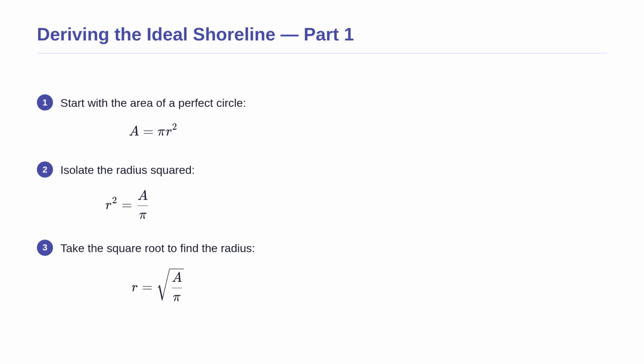We start with the standard geometric formula for the area of a circle, which is A equals pi times r squared. Our goal is to find the radius, so we can eventually find the circumference. We divide both sides by pi to isolate r squared. Then we take the square root of both sides. This gives us an expression for the radius of our hypothetical perfect circle purely in terms of its area.